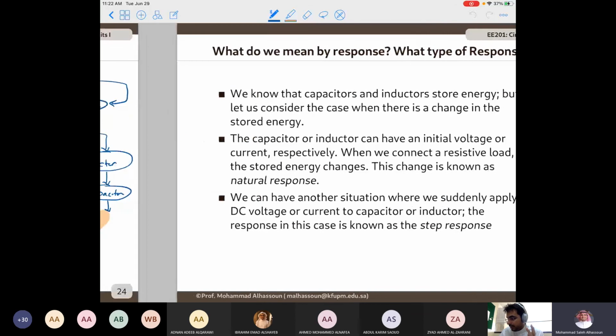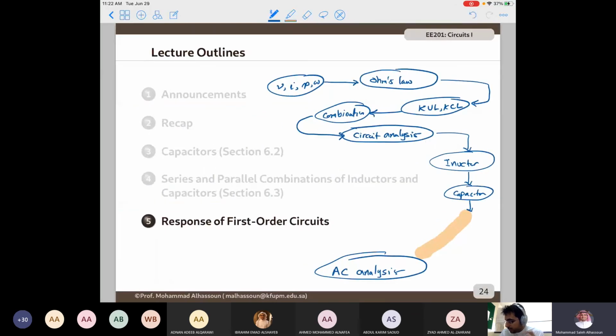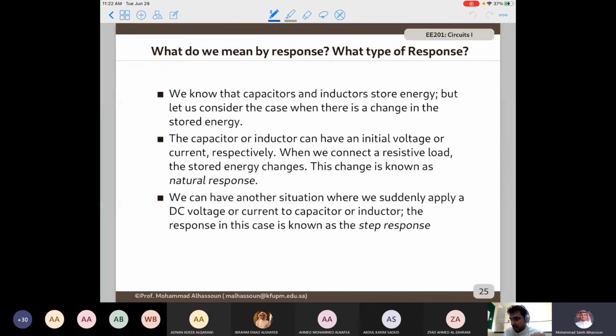The chapter title is the response of first order circuits. So you may ask yourself, what do we mean by response? Well, we know capacitors store electric energy, inductors store magnetic energy. We know that capacitors can have initial voltage associated with them. Inductors can have initial current associated with them.